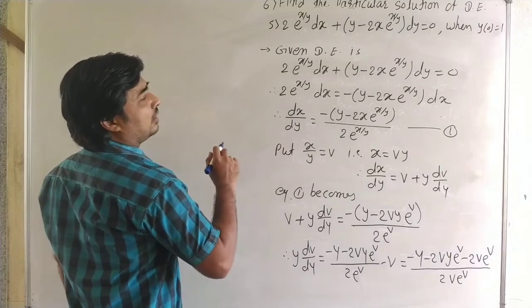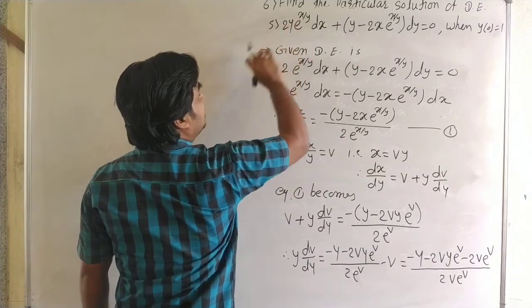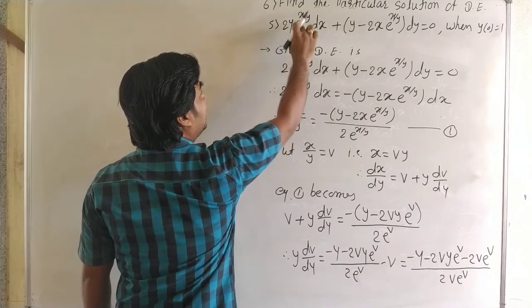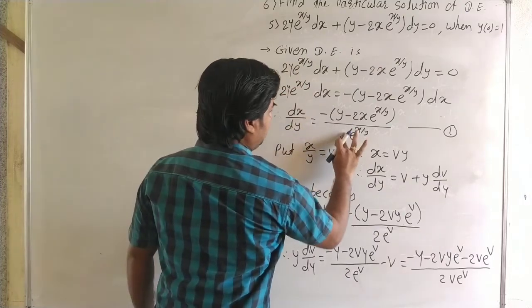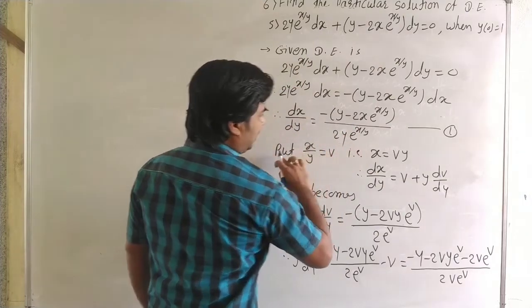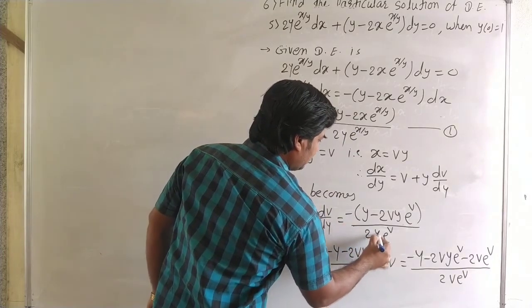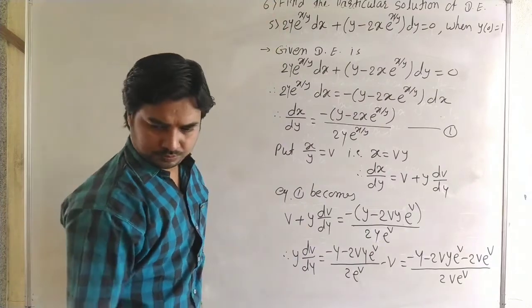Now here we modify this question. See carefully. Here we write 2y e raised to x, here we write y, here we write y, and then for here it is y, 2y. Okay. Now it is a differential equation, and here it is 2y. Okay. We modify this question. Here we write an extra y.